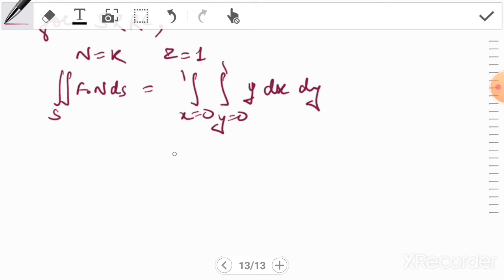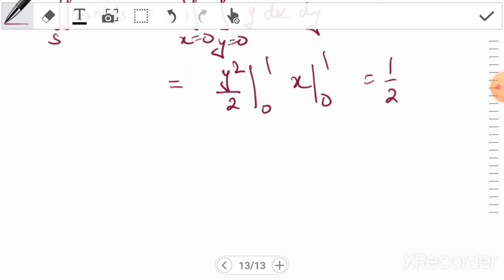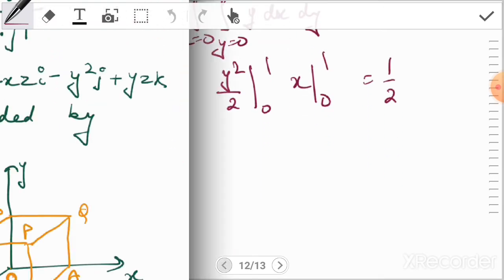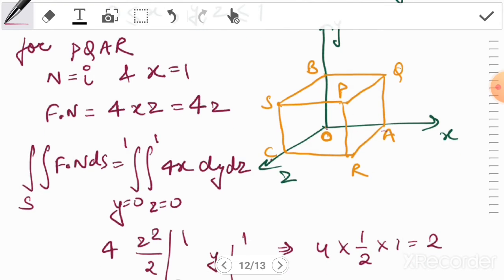Okay. So integrate y squared by 2 from 0 to 1, and x from 0 to 1, so half. So again for BQOA, this surface, we will have unit vector as minus k, because the direction of the unit normal vector is in the minus z direction. So minus k, and z is 0 and constant.